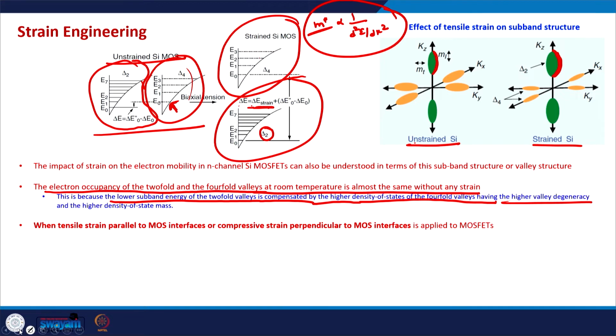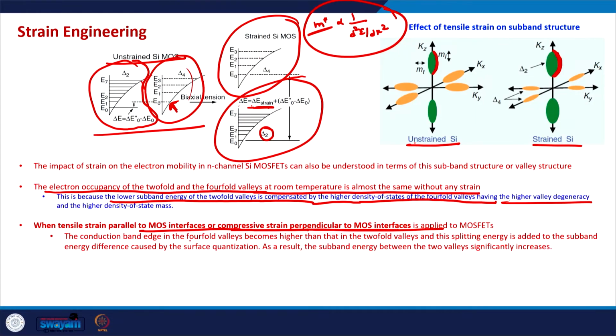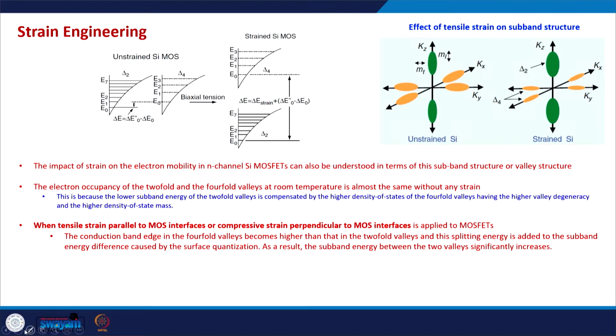Okay. But when the tensile strain parallel to the MOS interface is applied, or compressive strain perpendicular to the MOS interface, so if we apply the tensile strain in the x and z direction or compressive strain in the y direction, the conduction band edge in the 4-fold valleys becomes higher. As a result, the subband energy difference between the two kinds of valleys increases. This energy difference between the two valleys actually increases.